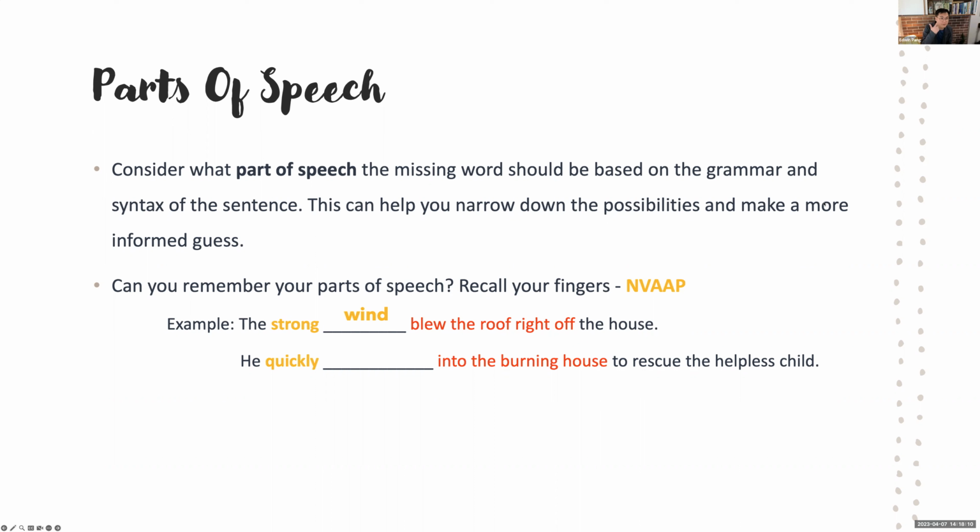Second tool, we are looking at parts of speech, okay? Parts of speech are important because it tells you what type of word is missing. Could be a verb, could be a noun, could be an adjective, could be an adverb, depending on what is the word beside it. In this case, strong, win. Quickly, ran, dashed, sprinted into the burning house to rescue the helpless child.